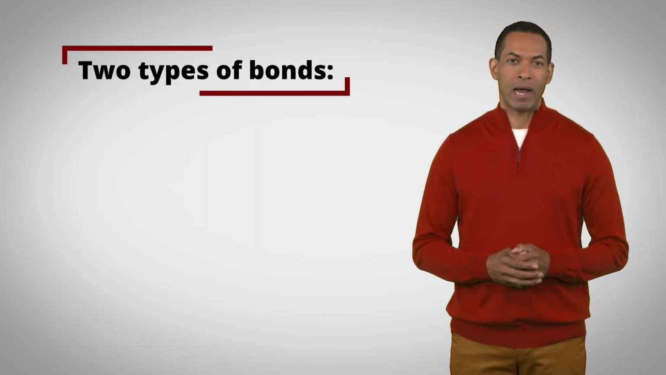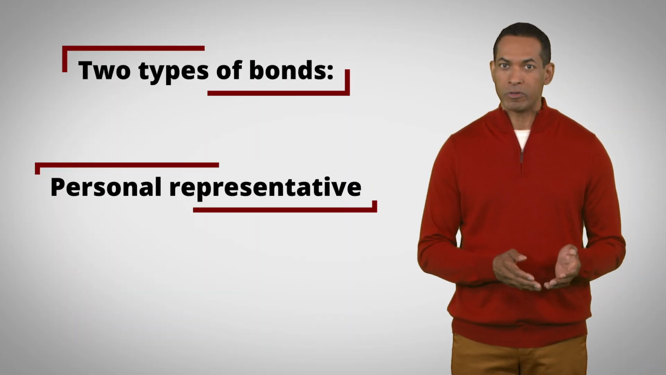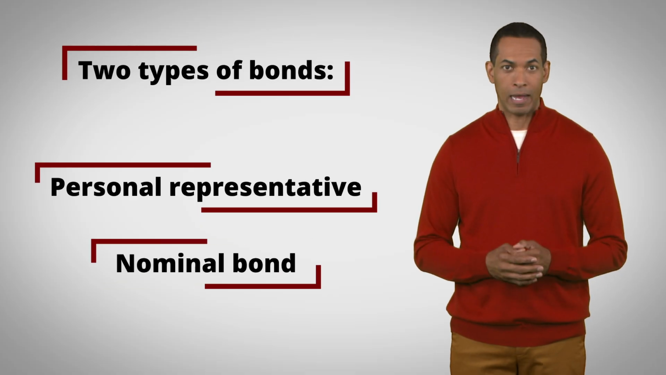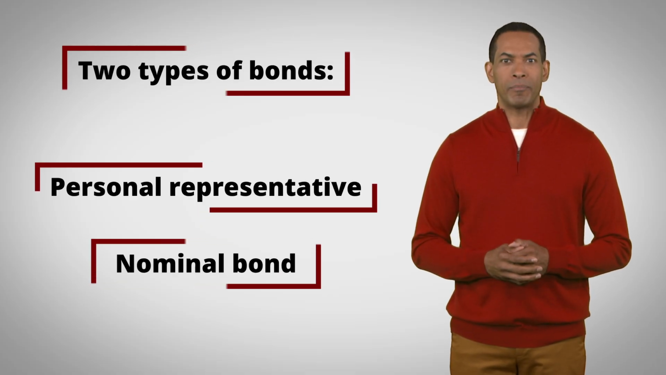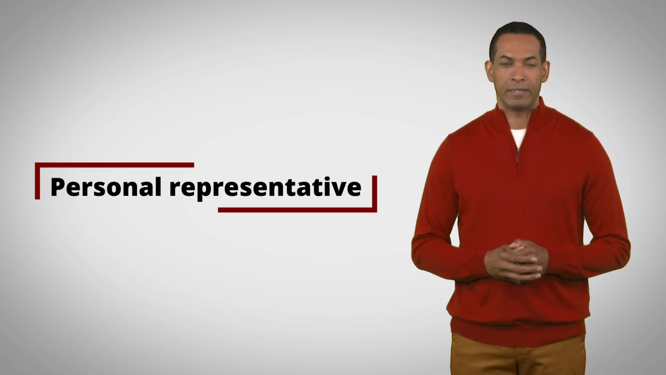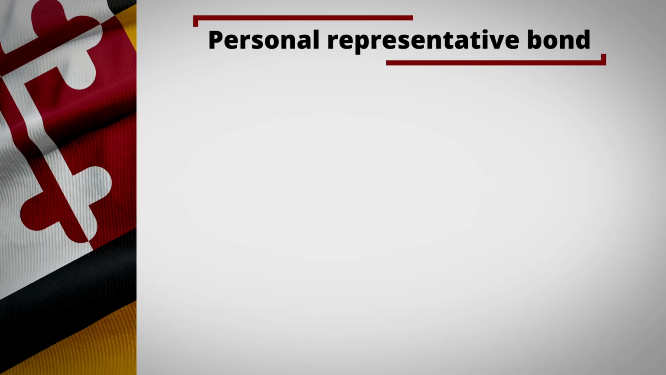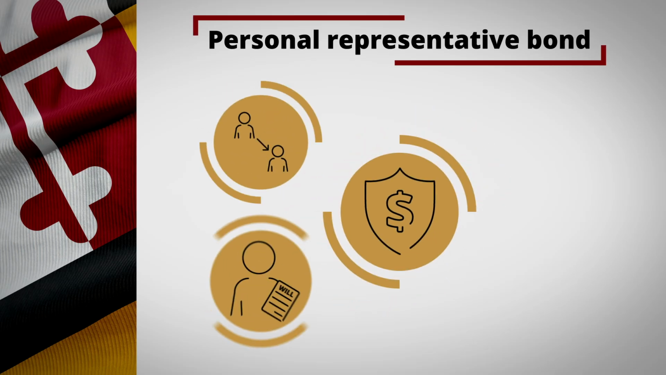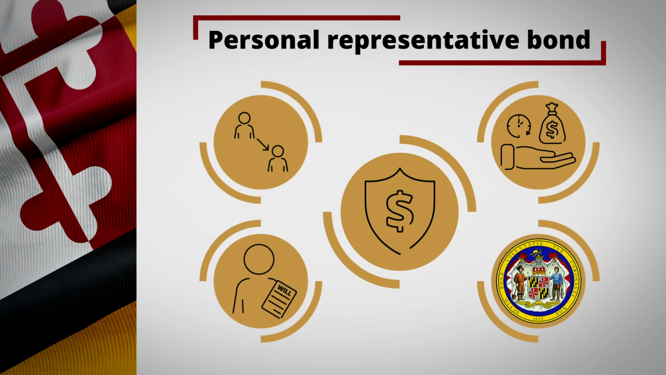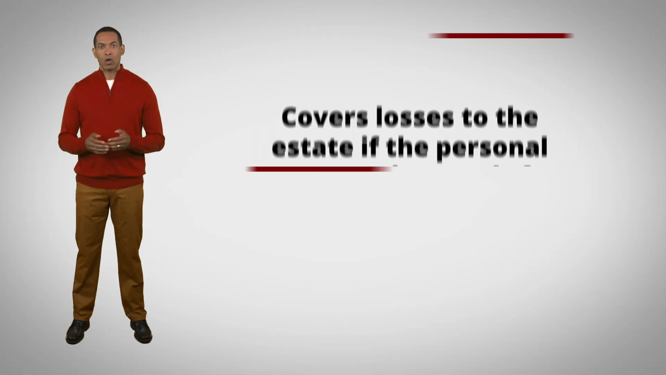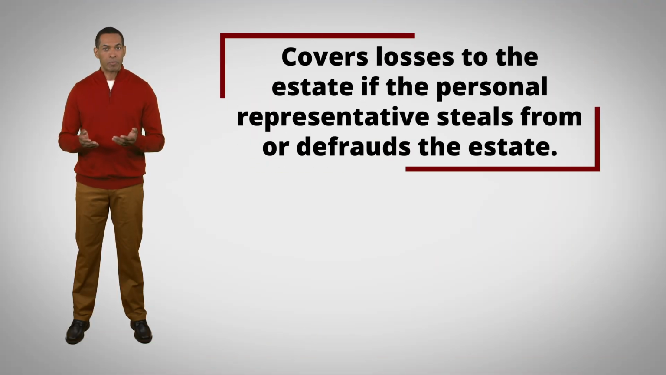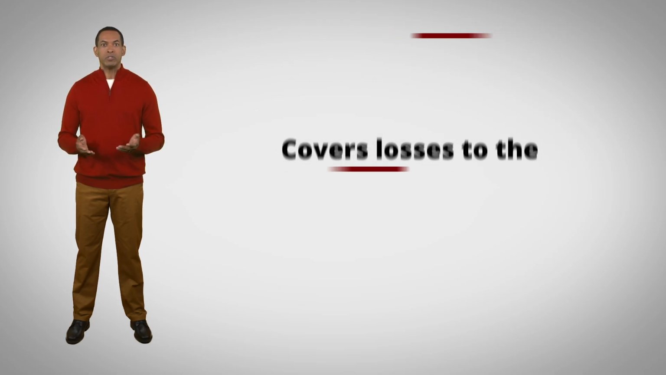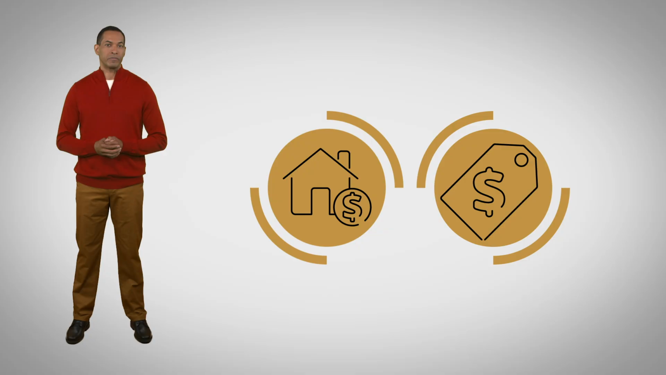There are 2 types of bonds: the bond of personal representative and the nominal bond. First, let's talk about a bond of personal representative. A bond of personal representative acts as financial protection from possible harm to the heirs, legatees, creditors, and the state of Maryland. This bond covers losses to the estate if the personal representative steals from or defrauds the estate. You can use funds from the estate to pay for the cost of the bond.